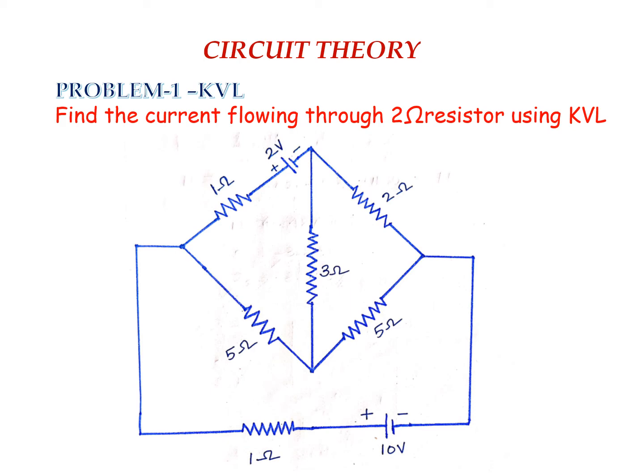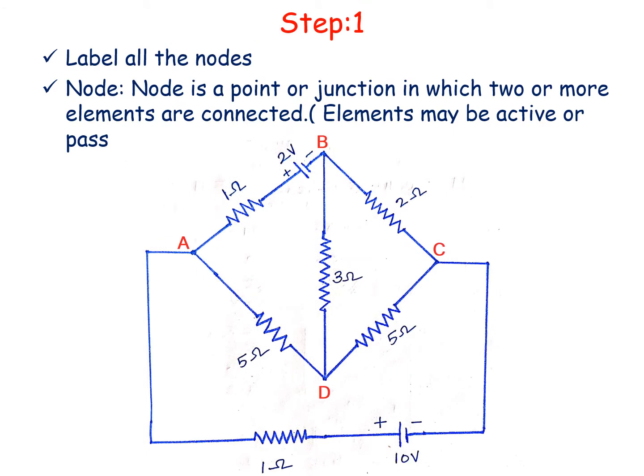Hi everyone, in this video I am going to explain the current flowing through the 2 ohm resistor using KVL. Now I am going to explain the steps needed to find the current flowing through the 2 ohm resistor. Step number 1, label all the nodes.